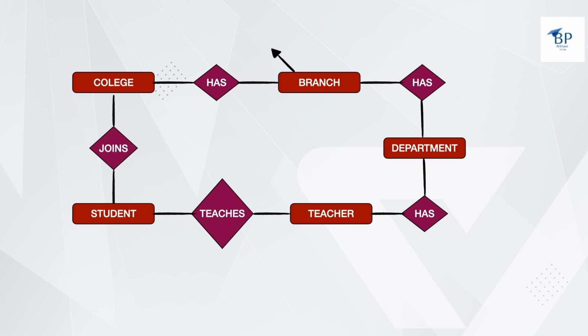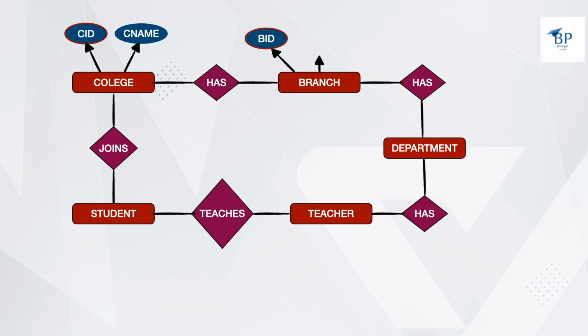Now first, what are the attributes for college? College will be having college ID and college name. Next, what are the attributes for branch? Branch will be having branch ID, branch name, branch address, branch phone number.